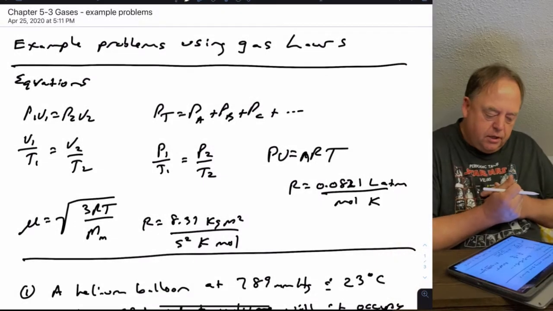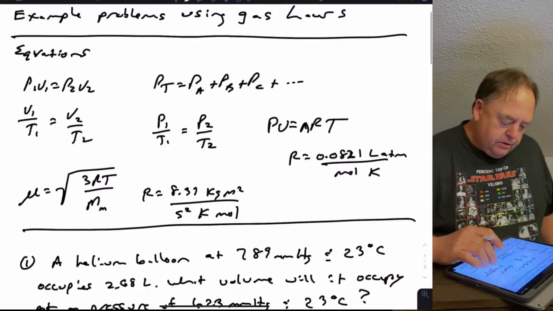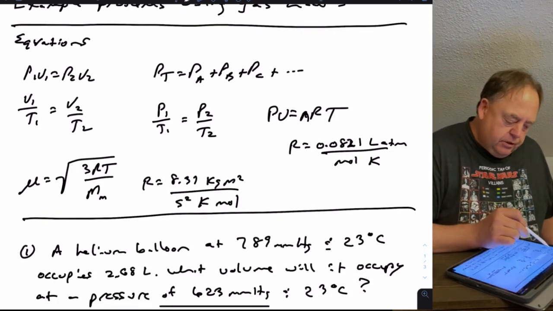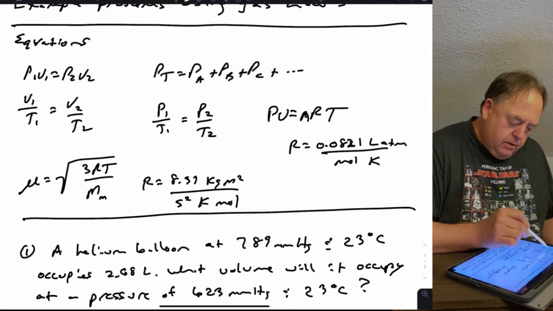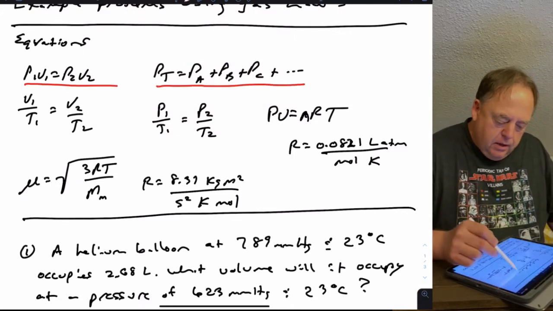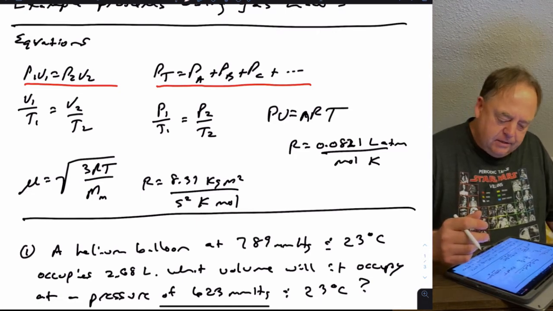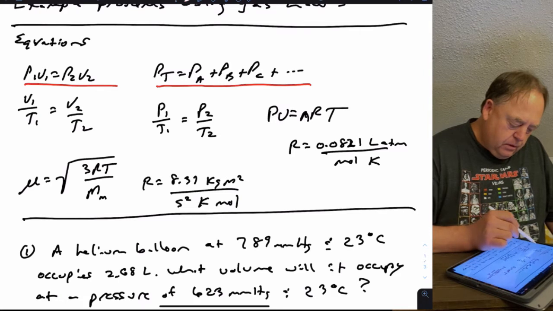In this lecture, we'll just work a few problems to illustrate how the gas laws are used. So there's 6 main equations. You have P1V1 equals P2V2, Boyle's law. PT, total pressure, is the sum of the individual pressures of all of the gases. That's Dalton's law of partial pressures.